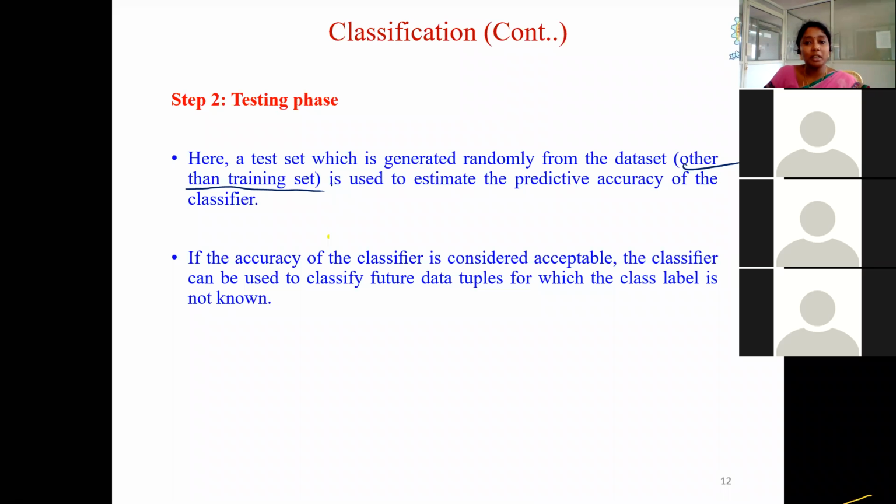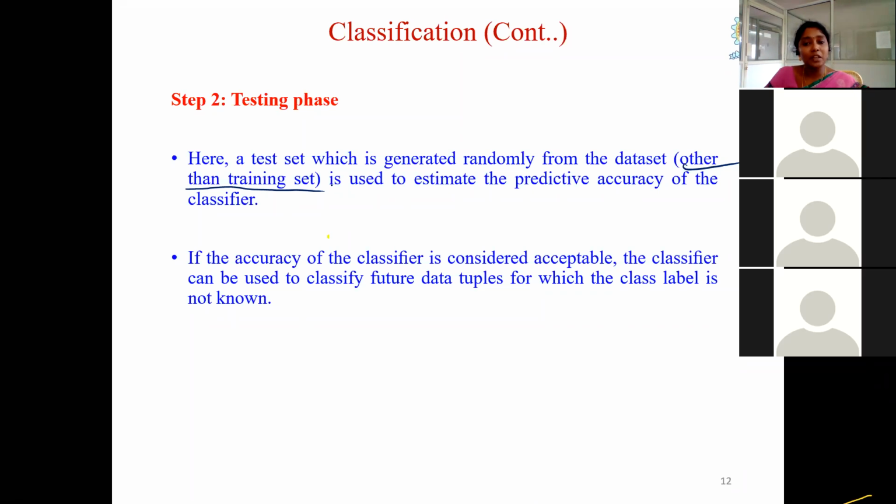It is used to estimate the predictive accuracy of the classifier, as said by number 37, I think. So what is the purpose of test data? It is used to test the accuracy, because if there is no test data, we can't test the model. Thereby, you can't conclude whether the model is efficient or not.